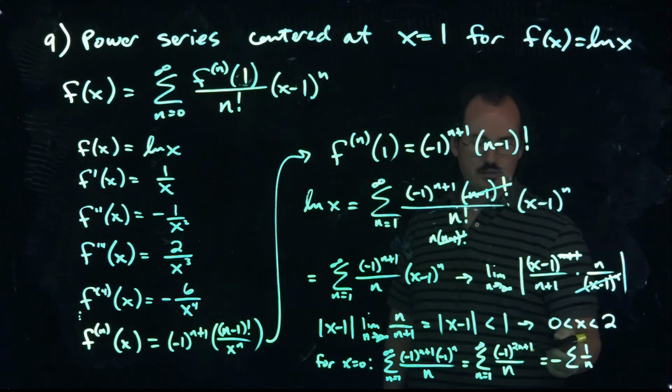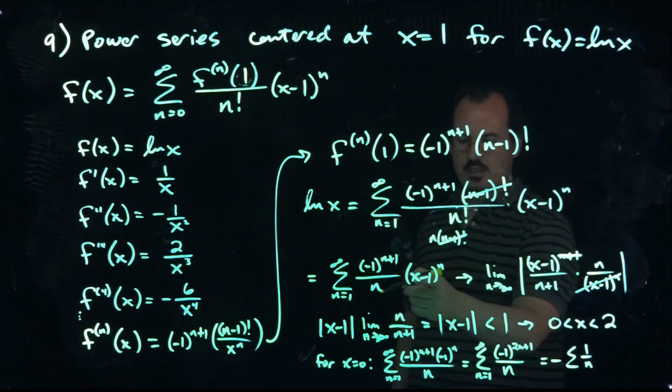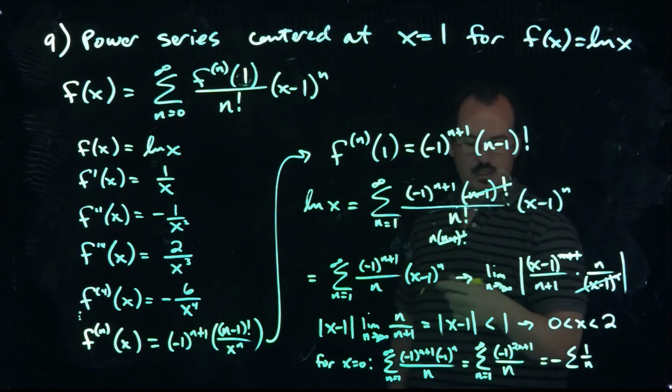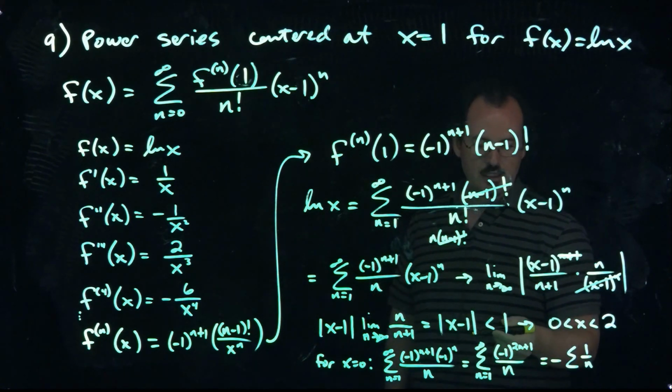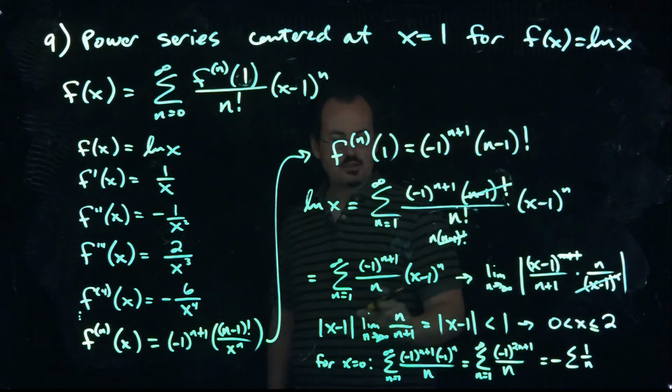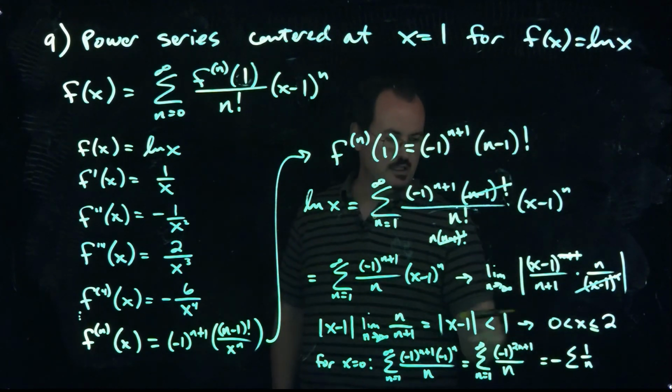Then if you notice, if you plug in the other endpoint, 2, look what happens. When I plug in 2 there, I get 2 minus 1 is 1, so I just get 1 to the n. That leaves us with an alternating series here. In fact, it's the alternating harmonic series, which means that it will converge at x equals 2. Okay. So be sure that you understand what's going on at these endpoints here.